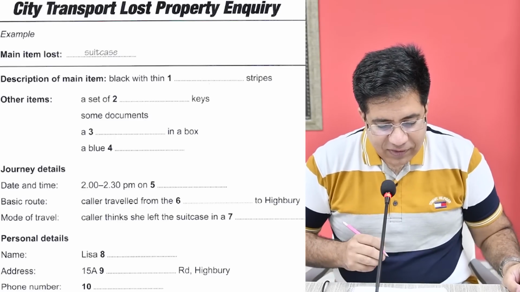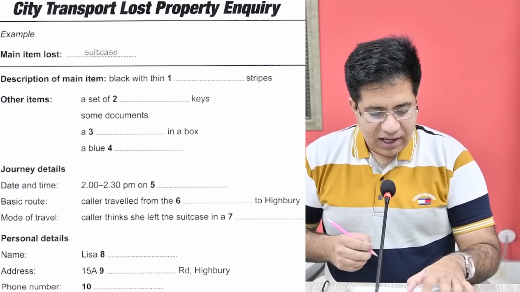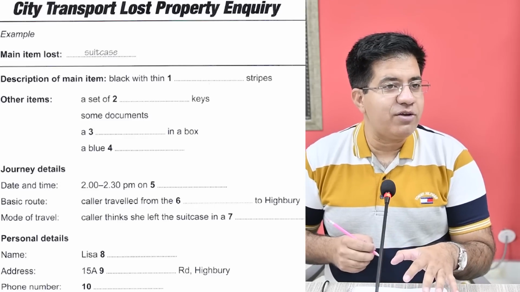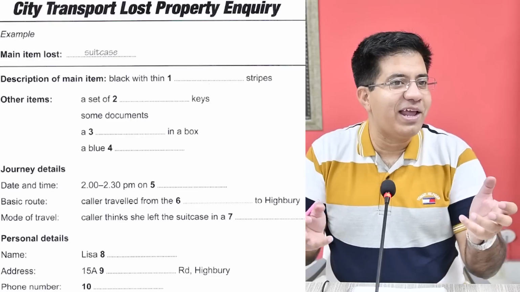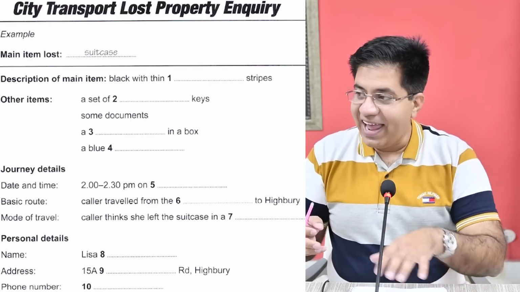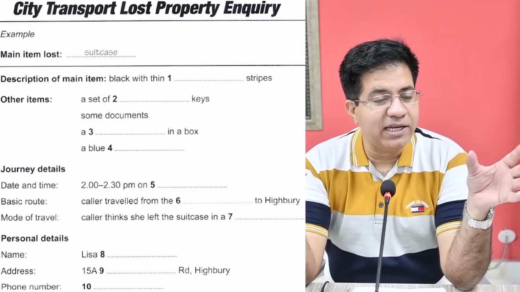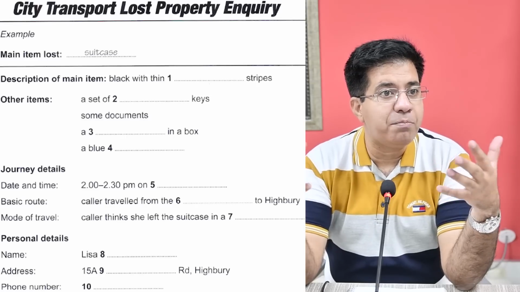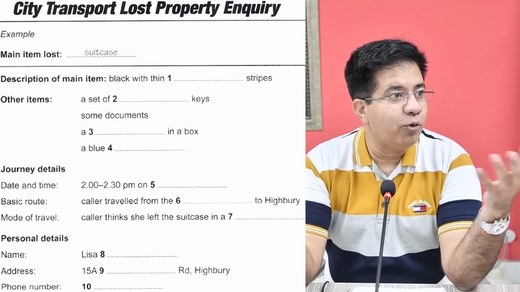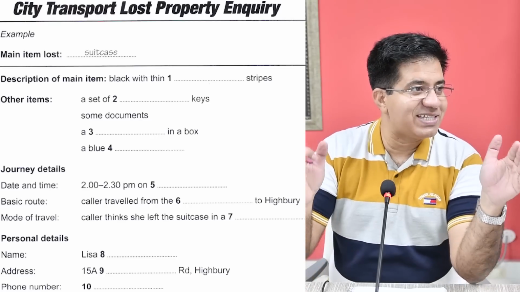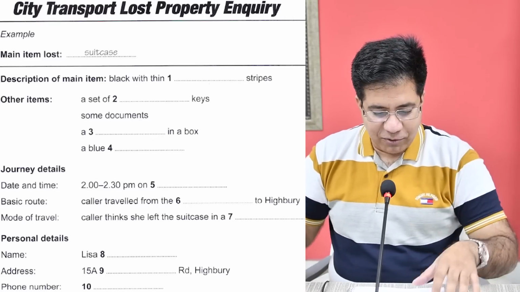Let's go on. Some documents, a dash in a box. Now she would say something like that, okay? A dash in box, maybe a mobile in box or any other item, and she would say, I haven't even unboxed it, or I didn't even open the box of it. So there is some item which is in the box.